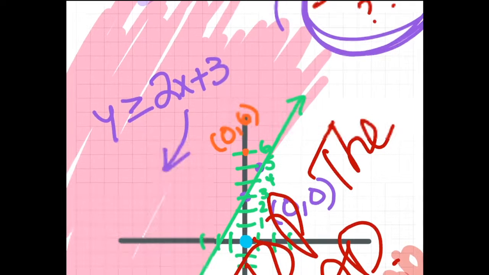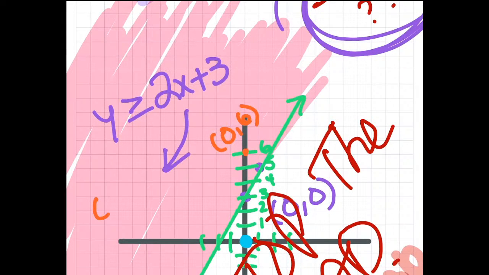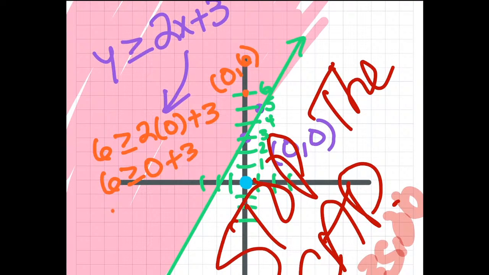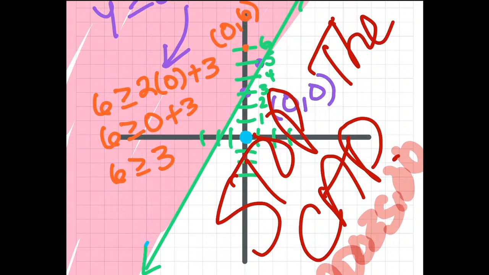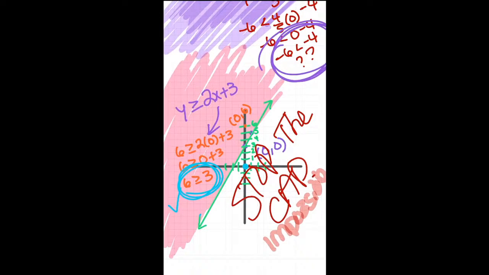So let's take 0, 6 and plug it in. 6 is greater than or equal to 2 times 0 plus 3. Therefore, 6 is greater than or equal to 0 plus 3. Therefore, 6 is greater than or equal to 3. Is 6 greater than or equal to 3? That would be a giant yes. You get a pass. We will keep you forever. Shade the region. This is your answer. Smiley face. Ta-da! That's your answer.